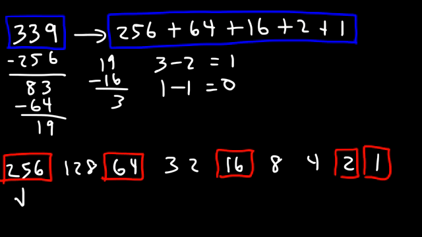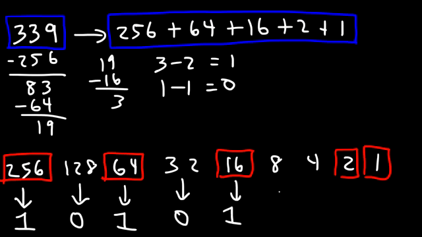Now let's write the numbers. So we have a 256. We do not have a 128. We do have a 64. We do not have a 32. We have a 16. And since we don't have an 8 or a 4, we're going to write a 0. We do have a 2 and a 1, so we'll replace those with a 1.